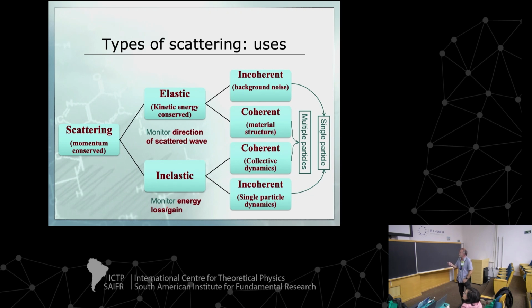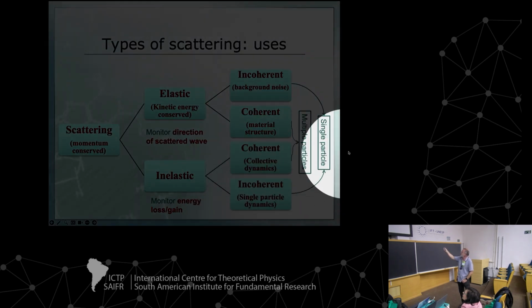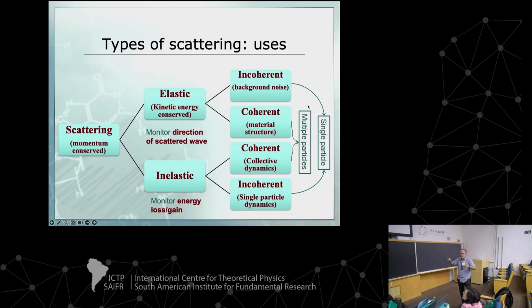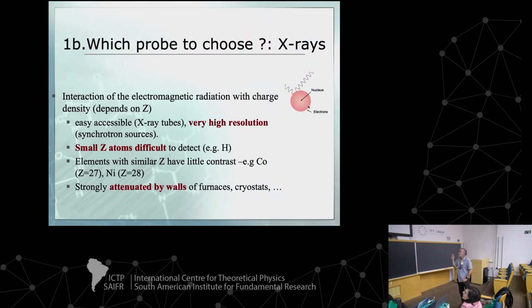It's just something that gives us information. So you see, incoherent is always single particle because they are not coupled. Coherent is multiple particles, right? Which probe to choose? Well, in the case of X-rays, X-rays are tricky because they interact with the shell, with the electron shell in the atoms. So it depends on the atomic number, right? So, for instance, if you do X-rays in water, you don't see the hydrogens.